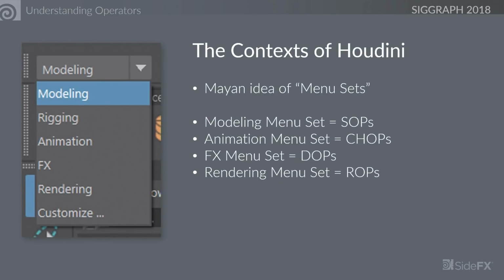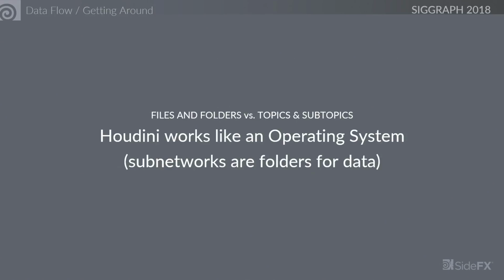So, contexts and menu sets, okay? Cool, we've got that down. So, Houdini works like an operating system, okay? Maya works sort of like an index of a book. When you think about the idea of the outliner inside of Maya being your guide to the scene, right?